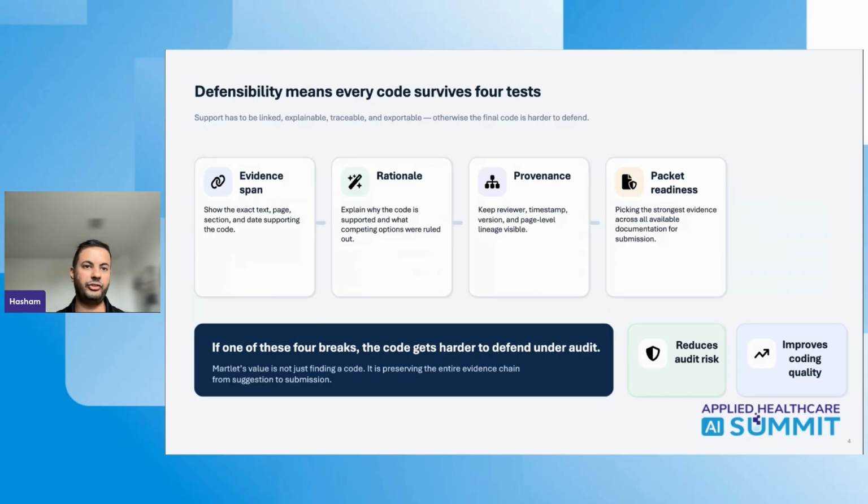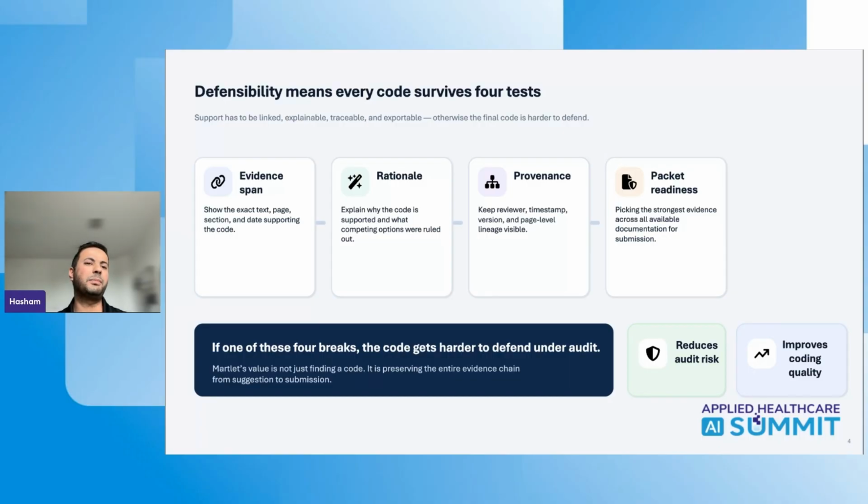If we go ahead and see what it actually means when we say defensibility: a code has to be linked, explainable, traceable, and exportable. What that means is, let's say a patient has 10 different documents that are being reviewed. Now we have 10 different codes from those 10 documents. There would be multiple pieces of evidence for a single code in nearly all the visits. Let's say they're diabetic. Where in those documents is that evidence coming from?